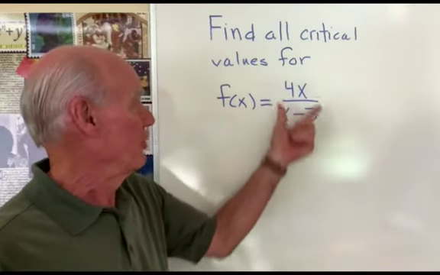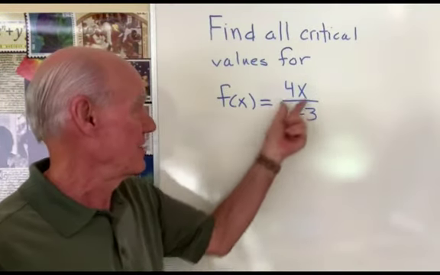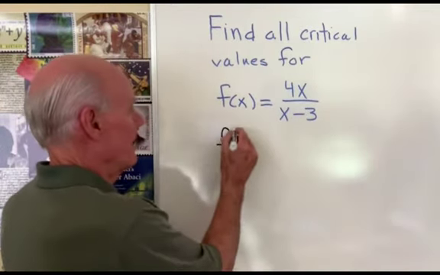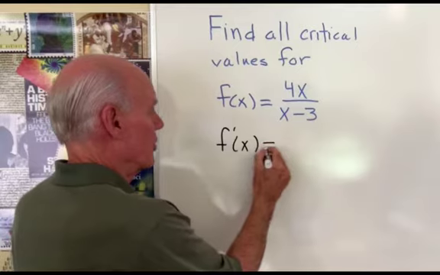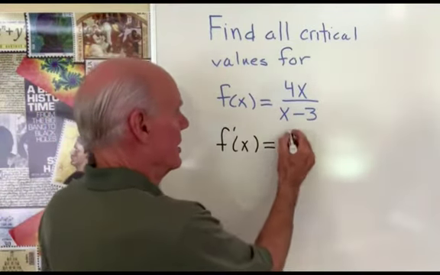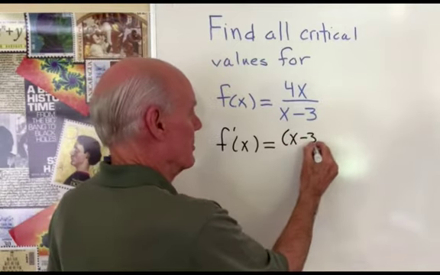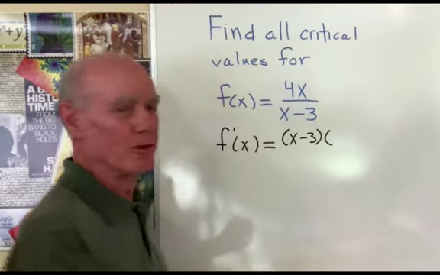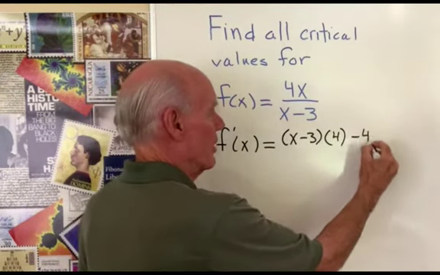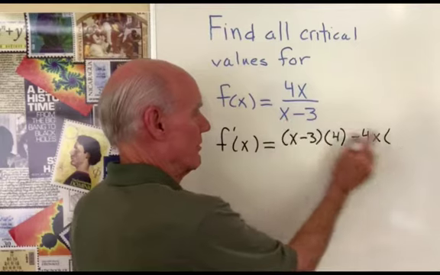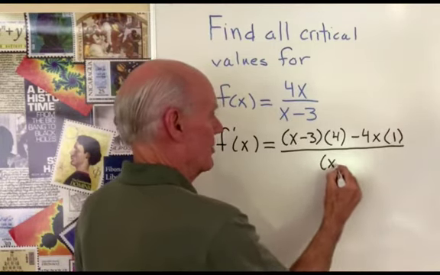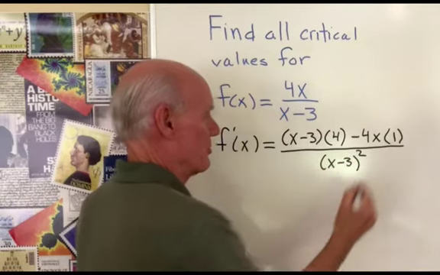Okay, we want to find all the critical values for this function, f of x equals 4x over x minus 3. So I'm going to start by finding the derivative. F prime of x is going to be equal to, okay, I'm going to have to use my quotient rule here. So it's going to be the denominator, x minus 3, times the derivative of the numerator, which is 4, minus the numerator 4x times the derivative of the denominator, 1, all divided by the denominator squared. So I have x minus 3 squared.